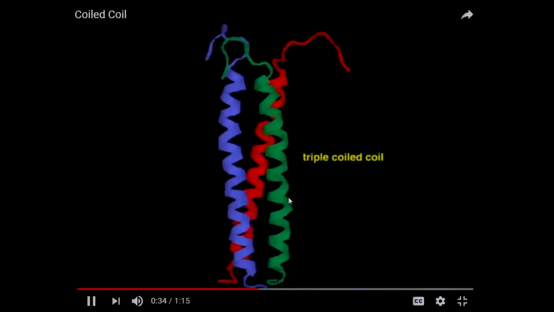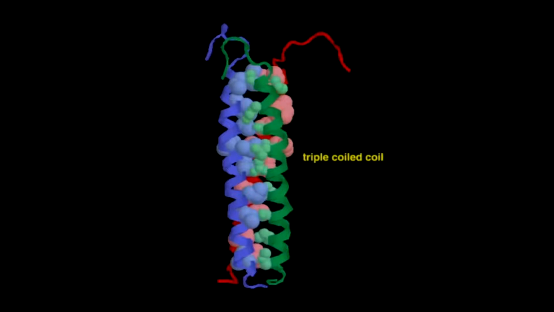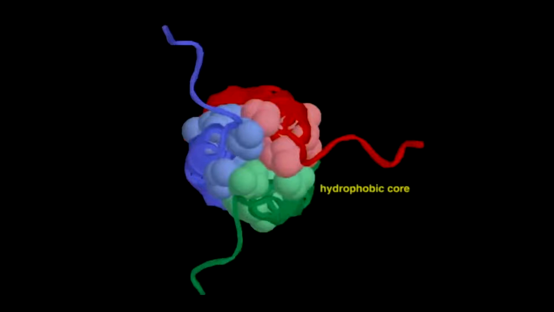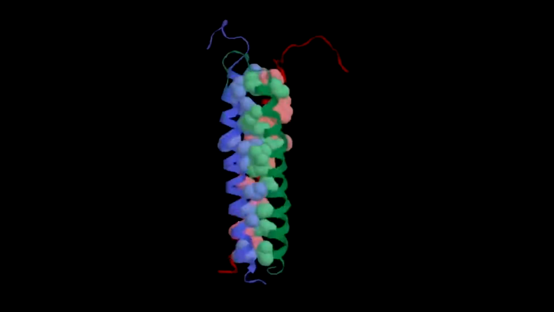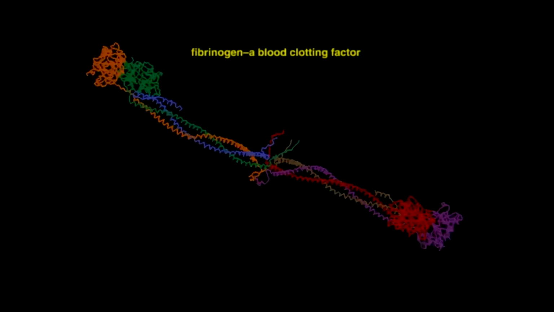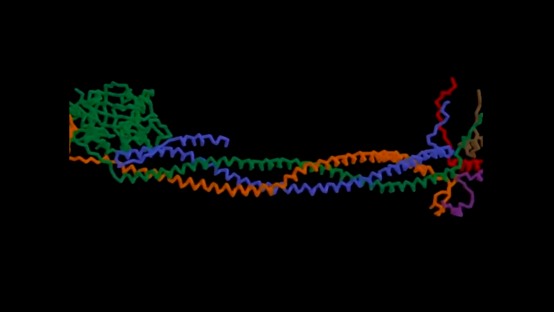A triple coil is another stable structure formed by alpha helices. In this case, three amphipathic helices twist around the central axis. The hydrophobic sides of all three helices face the center of the coil, creating a stable hydrophobic core. Coiled coils are often found in elongated fibrous proteins. The fibrous nature of this protein is intimately related to its ability to form clots.